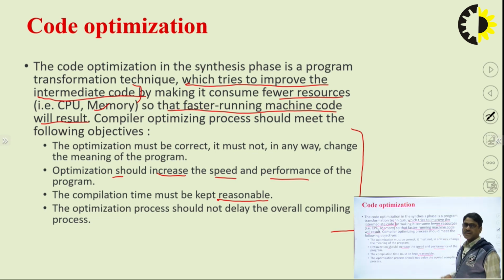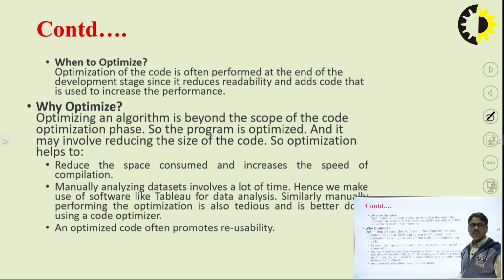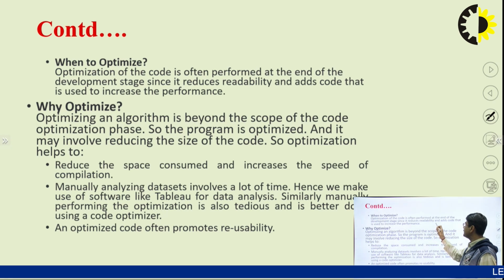Now, when to optimize? Why is it needed? Firstly, we have to decide when to optimize the code. Optimization of the code is often performed at the end of the development stage, since it reduces readability and adds code that is used to increase the performance. That is very important at the development stage.